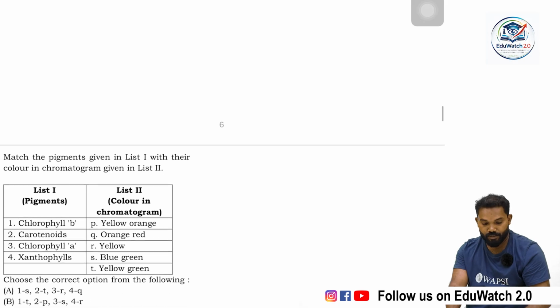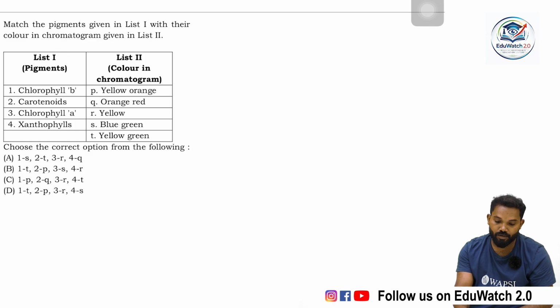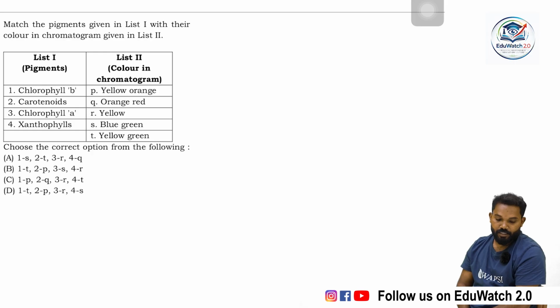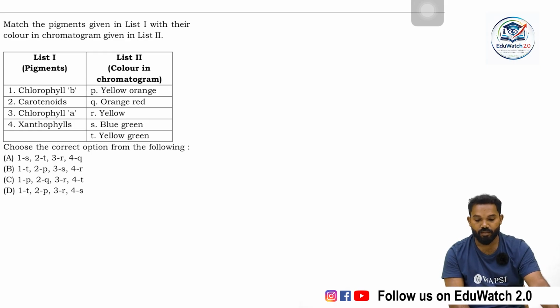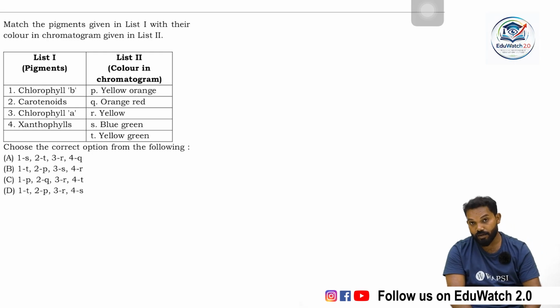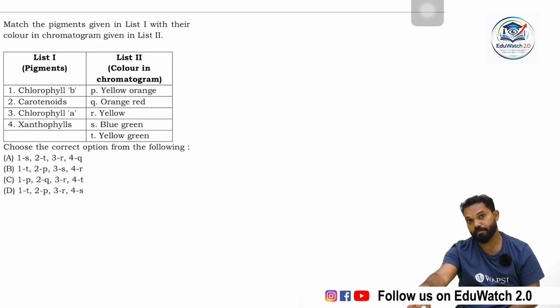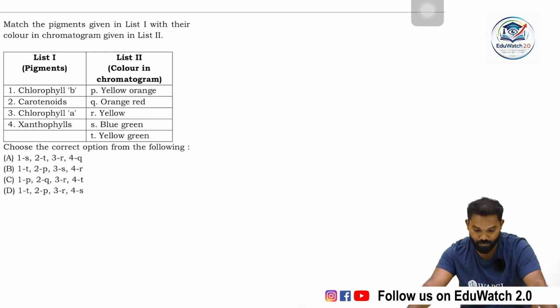Then moving to the next question. Match the pigment given in list 1 with their color in the chromatogram given in list 2. There are certain chlorophyll pigments, and not only chlorophyll pigments but also some other pigments and their colors. The color of leaf, the color of flower, etc., is due to some pigment, a certain pigment which gives a definite color. It is because of the presence of this coloring substance.